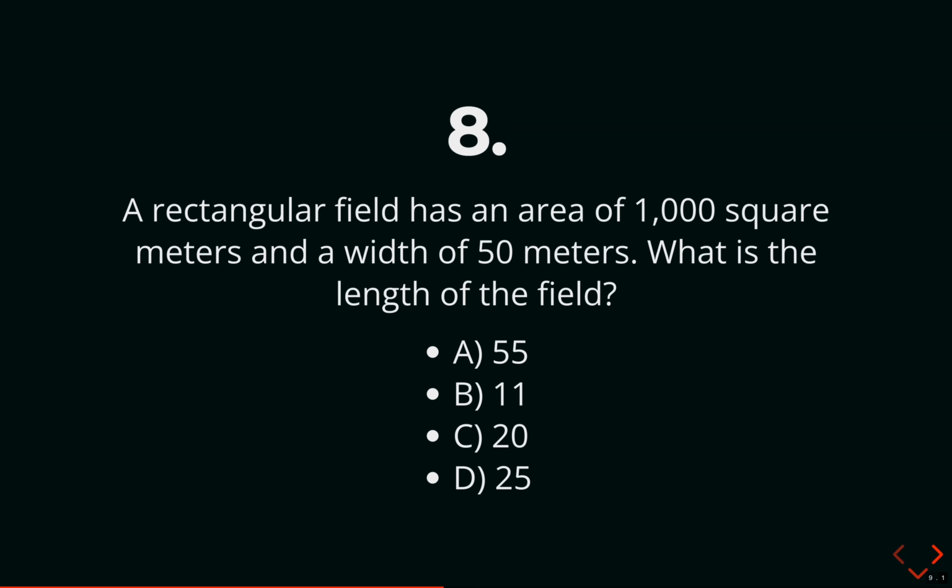A rectangular field has an area of 1,000 square meters and a width of 50 meters. What is the length of the field? A, 55, B, 11, C, 20, or D, 25? C, 20. Now let's see how we solve this.